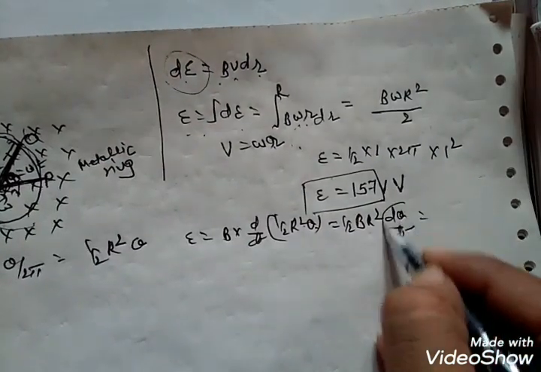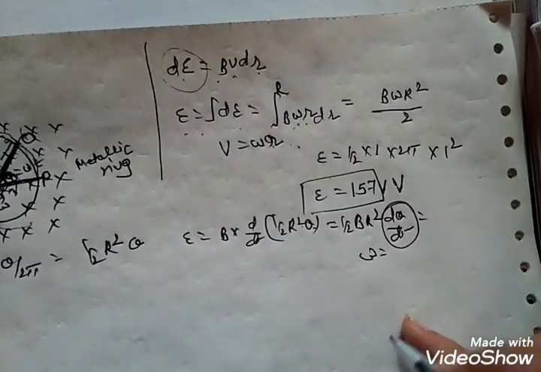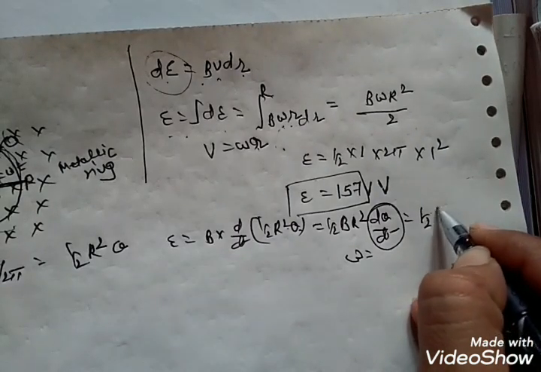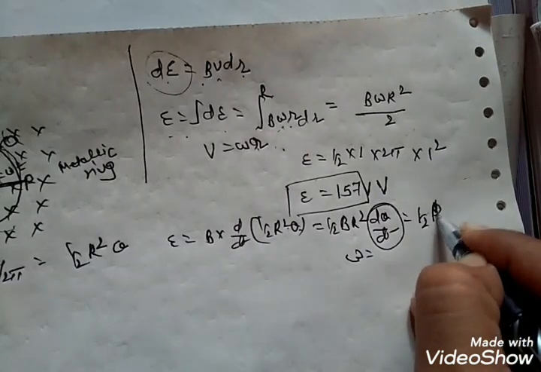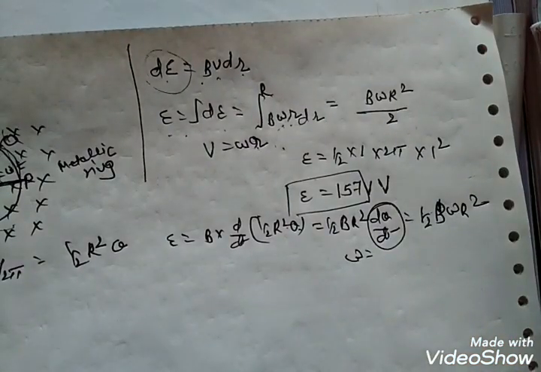So here we know that omega is equal to d theta upon dt. So the induced EMF is 1 by 2 B omega r square.